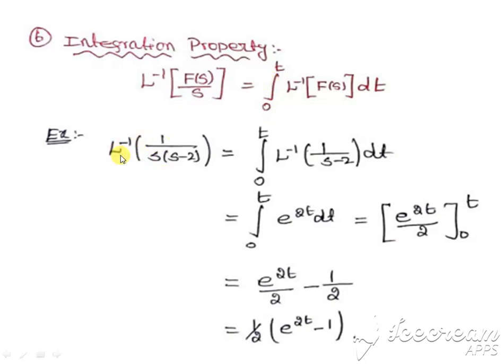For the example, L inverse of 1 by s into s minus 2. First we need to find L inverse of 1 by s minus 2, and instead of 1 by s we need to integrate. So L inverse of 1 by s minus 2, dt from 0 to t. L inverse of 1 by s minus 2 is e power 2t, dt. Integration of e power 2t is e power 2t by 2. While applying the limit, the final answer is 1 by 2 times e power 2t minus 1.